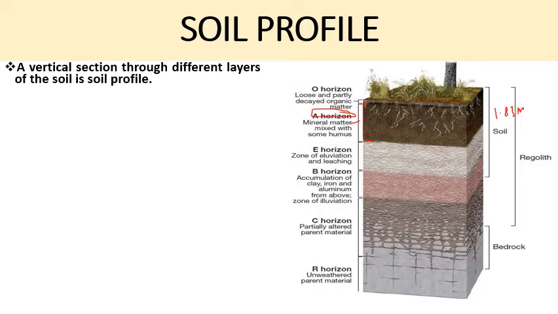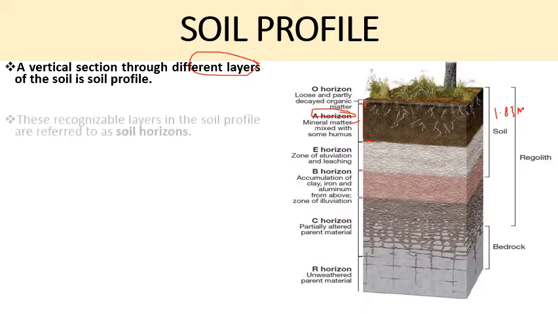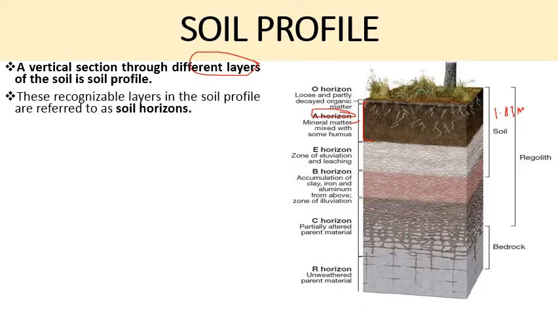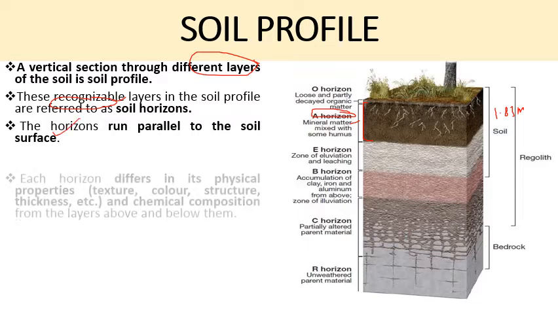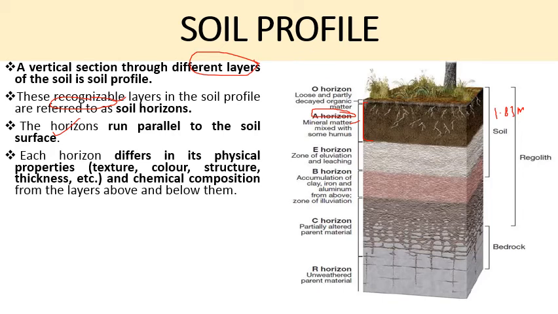So the soil is differentiated into a few recognizable layers. We can differentiate these different layers in soil. The arrangement of these layers in the soil is known as soil profile. So जो इन layers के arrangement है soil में, इसे कहते हैं soil profile. A vertical section through different layers of soil is known as soil profile, and these recognizable layers in the soil profile are referred to as soil horizon.